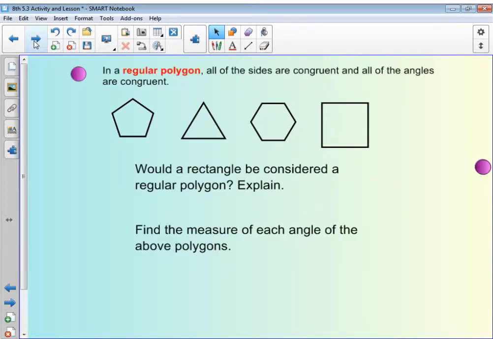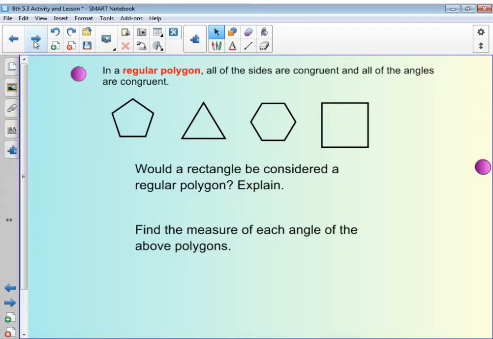Okay. The other thing we're going to work with in this lesson is what they call a regular polygon, and then we're going to be solving for a missing side. So a regular polygon is a polygon where all sides are congruent, that means equal to each other, and all angles are congruent. So these are some examples of regular polygons.